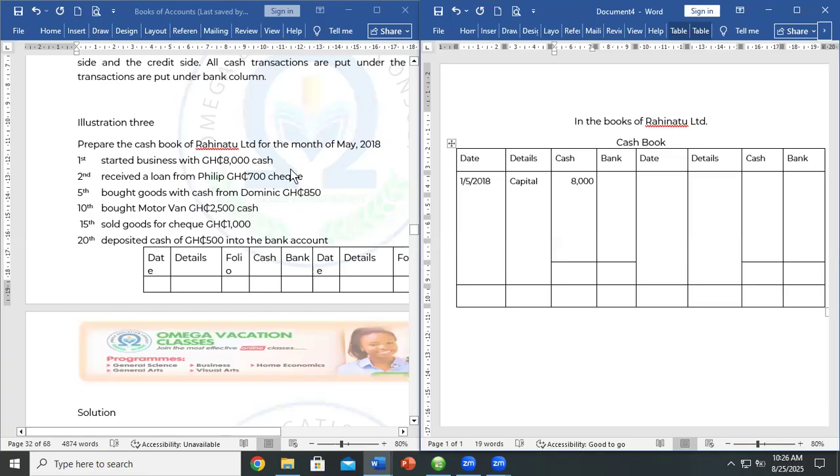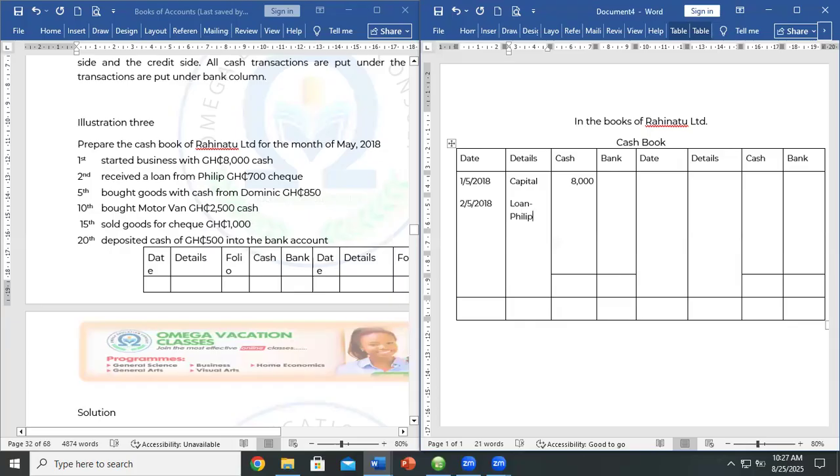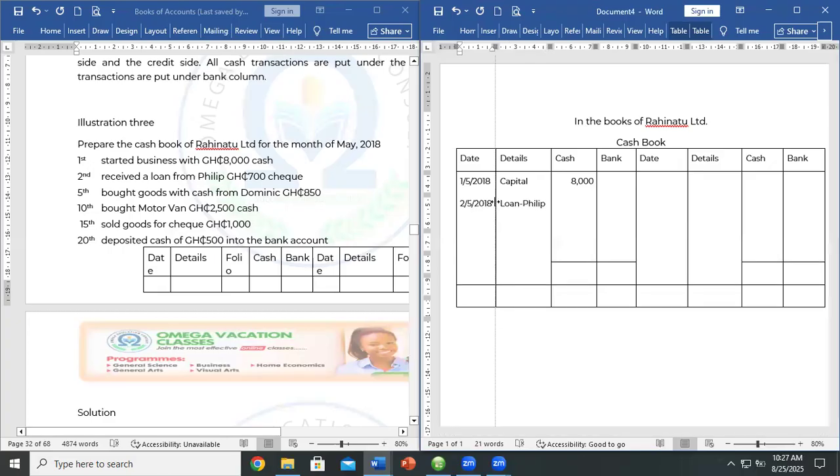We go to the next one. Received a loan from Philip, 700 check. So this is another receipt. So it will be at the debit side. You come into your Cashbook, the debit side, 2nd May 2018. The details will be a loan. You can add the name of the person who gave the loan or simply put the loan. And the amount involved was 700. Sorry, this should be under the bank because the transaction was through the check.